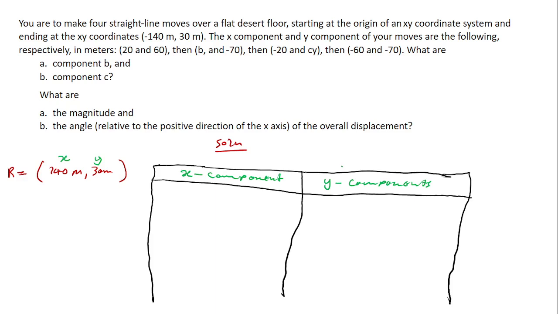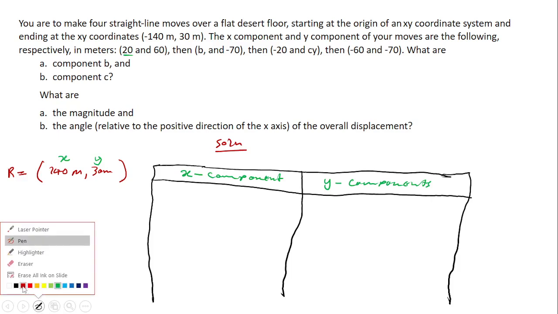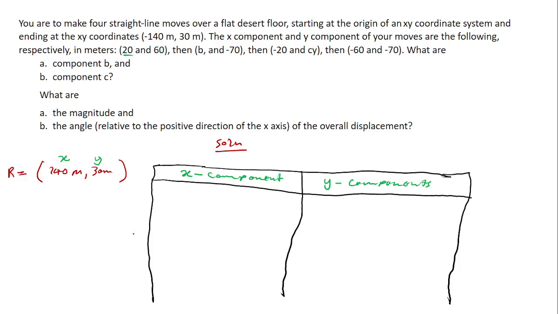Now let's quickly look at how we can gather the information. We have been told that the x component and y component of your moves are as follows: x, y, x, y, x, y, x, y. Those are your particular moves. You can start with the x's. The first x is positive 20. I'm using the table because it's the easiest and it's error free.